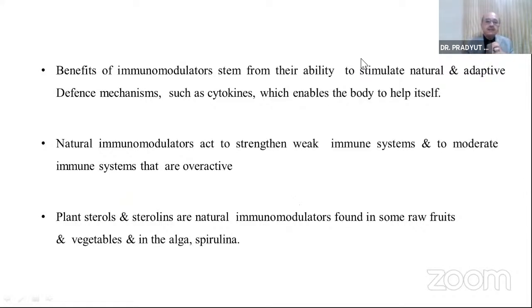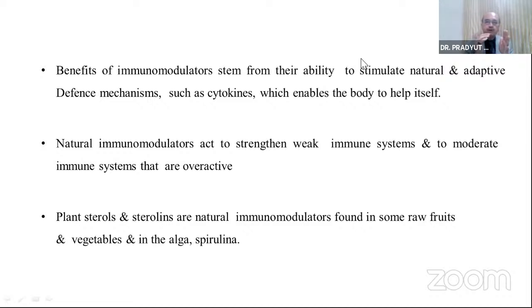So the benefits of immunomodulators stem from their ability to stimulate both the natural and the adaptive defense mechanisms, such as the cytokines, as we have mentioned here, which enables the body to help itself. So it raises the bar of immunity for the body so that our own body can fight against infections on its own.